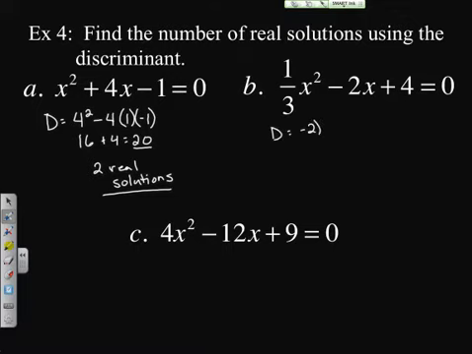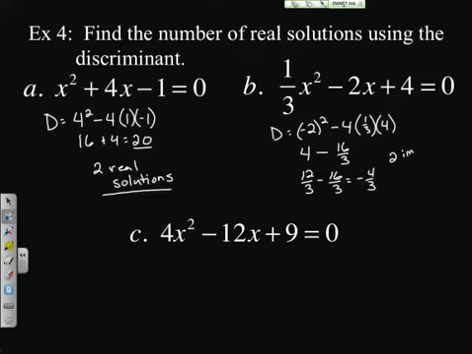For b squared, negative 2 squared minus 4 times a times c. Notice here we get 4 minus 4 times 4 is 16, so 16 over 3. And getting a common denominator, this would be 12 over 3 minus 16 over 3, and that's negative 4 over 3. So that tells us there are no real solutions. There are 2 imaginary solutions. So again, positive means 2 real solutions. A negative discriminant means 2 imaginary solutions.